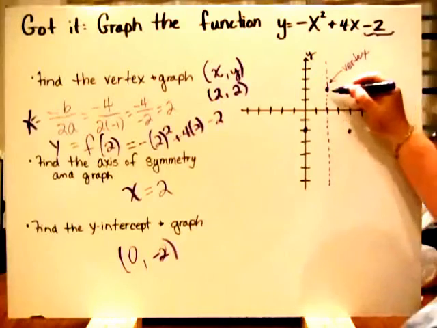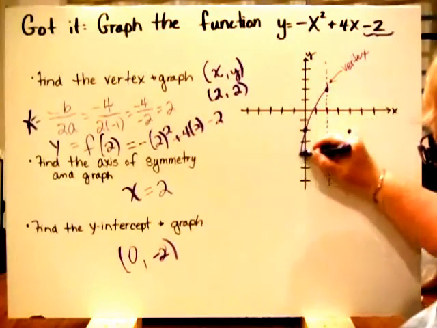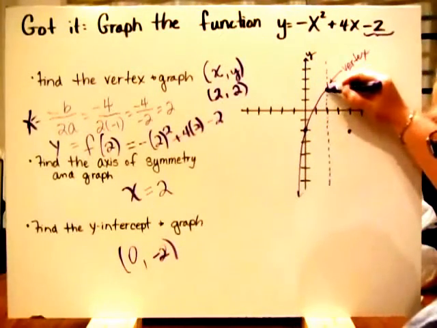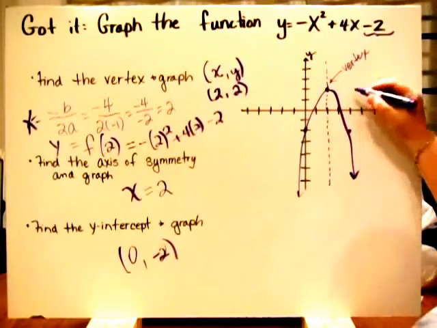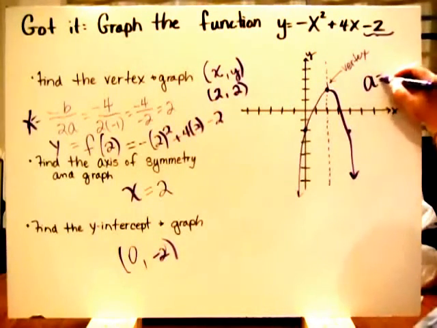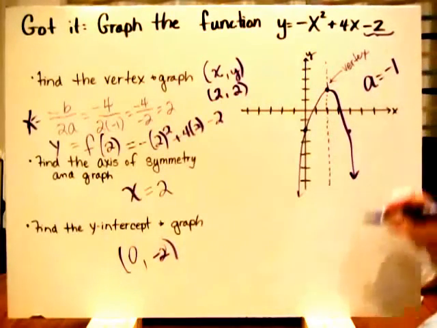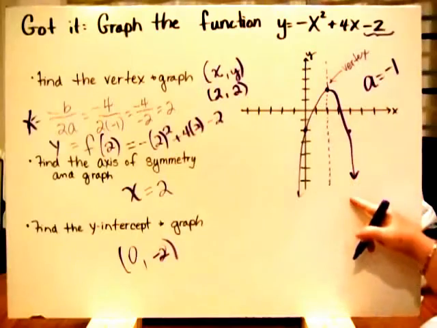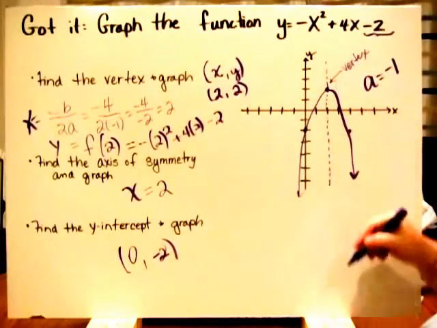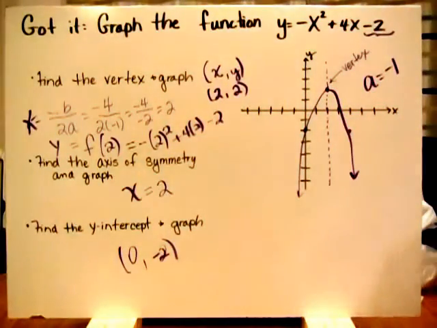And now if we draw our parabola, we notice that it opens down instead of up, which is exactly what we would expect because a is a negative 1. And remember, anytime a is negative, your parabola opens down and your vertex is a maximum.